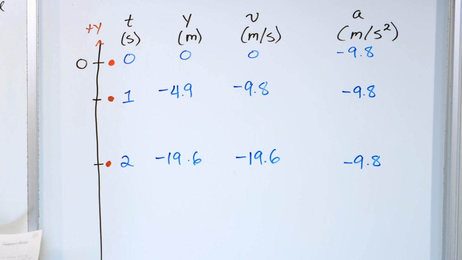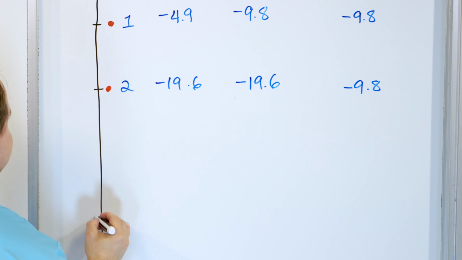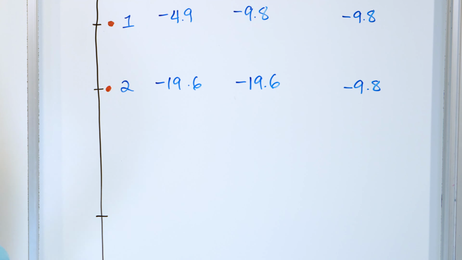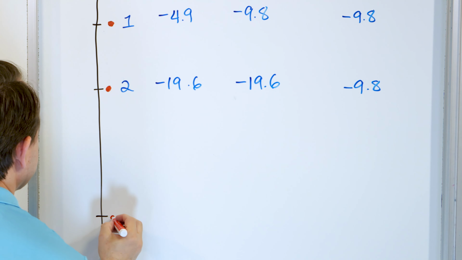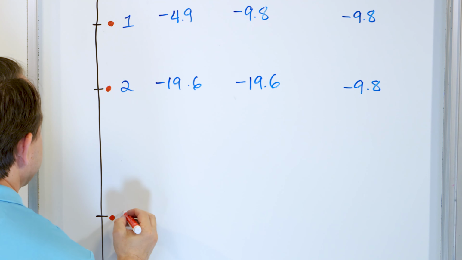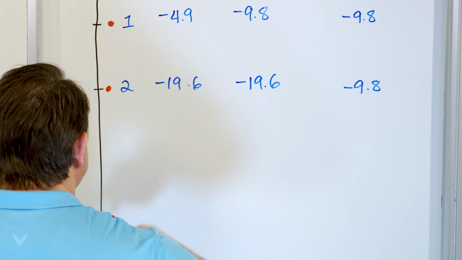All right, let's take a look at what happens at the 3 second mark. You're not going to be an equal distance here because you're accelerating. You're going to be even farther away down here, and so you're going to be somewhere way down here at the 3 second mark.